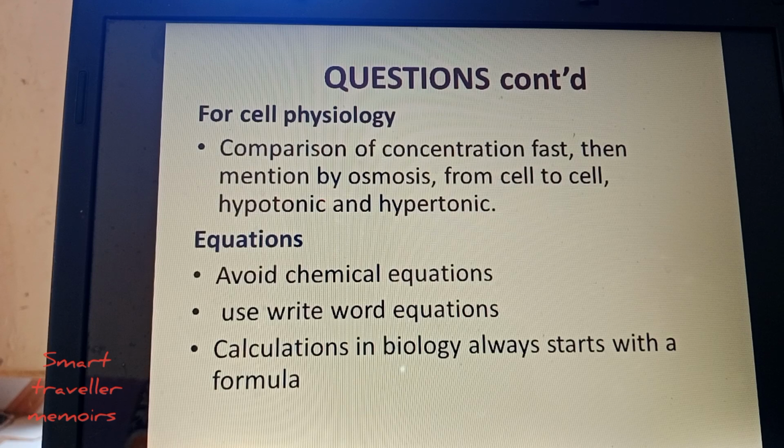For cell physiology, comparison of concentration first, then mention osmosis from cell to cell, hypotonic and hypertonic. Equations: avoid chemical equations, use word equations. Calculation in biology always starts with a formula.